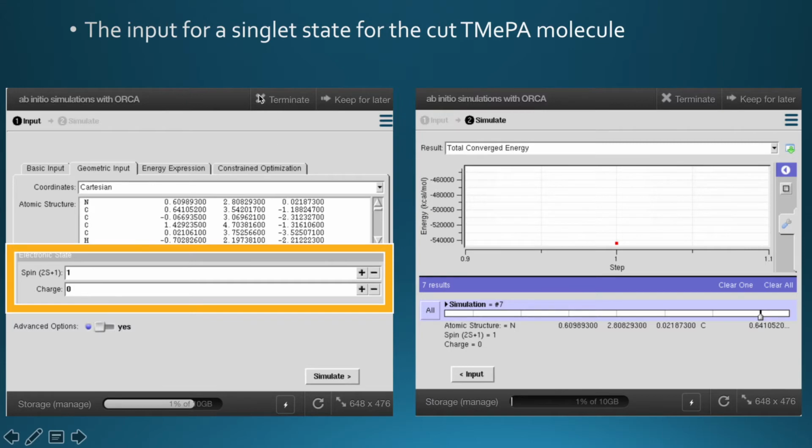This shows a singlet state of the TME-PA molecule, where the spin is obviously 1 for singlet and the charge would be 0. If it was a triplet state, the spin would be 3, charge 0. For cationic, the spin would be 2, with a charge of +1. For anionic, the spin would also be 2, with a charge of -1. And this would yield different energies.